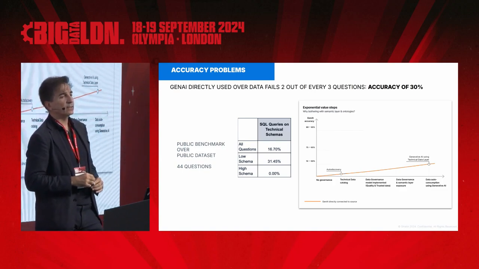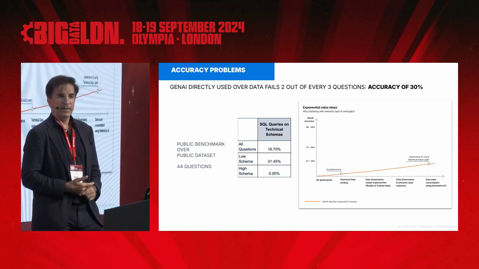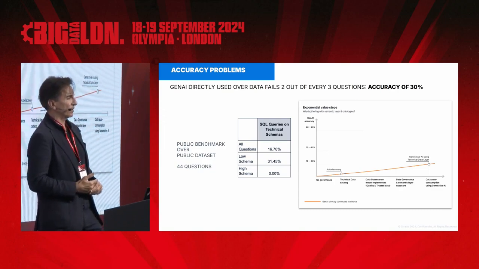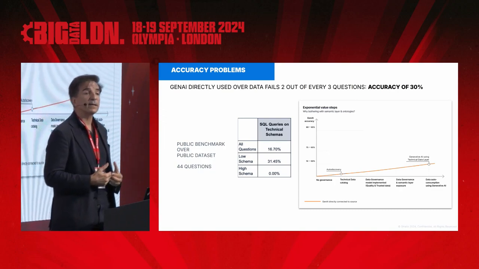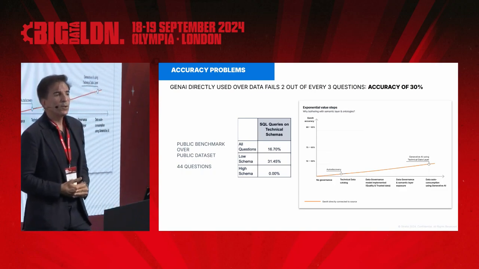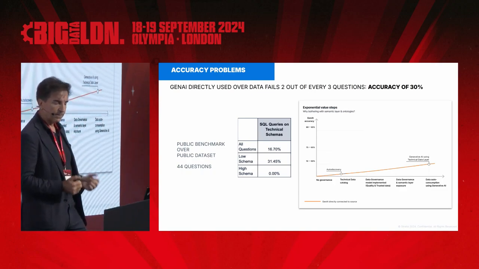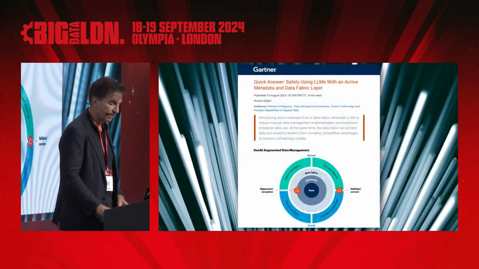Imagine you give this to the chairman of your company, and it is failing 2 out of every 3 questions. You will be fired next day. So, no question about why the POCs are not in production. It doesn't work. So, how are we solving this?